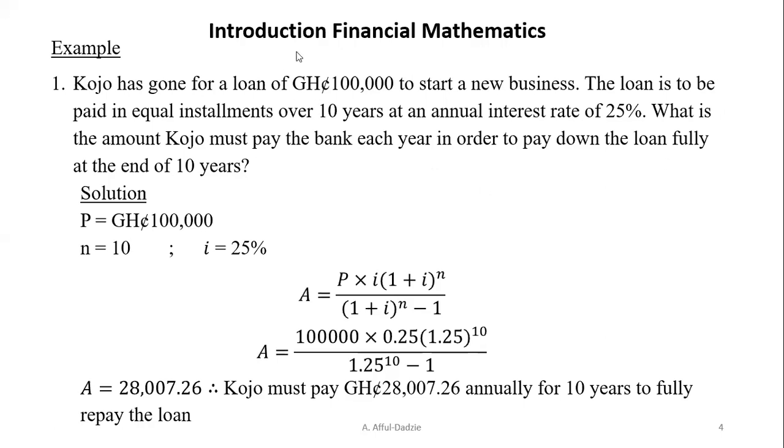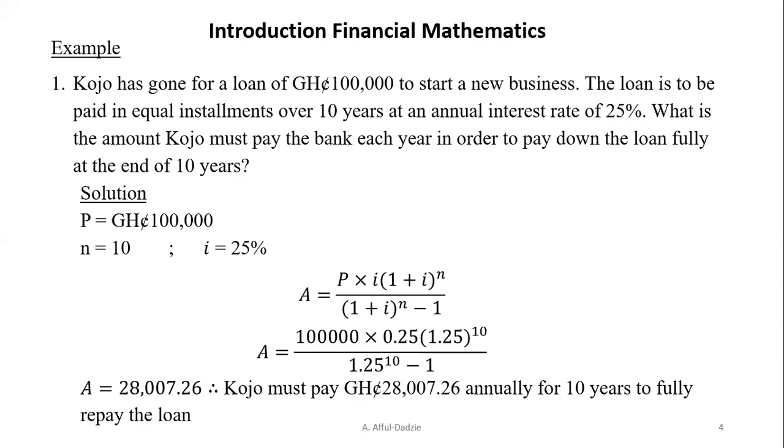The loan, excuse me, the loan is to be paid in equal installments over 10 years at an annual interest rate of 25%. What is the amount Kojo must pay the bank each year in order to pay down the loan fully at the end of 10 years?